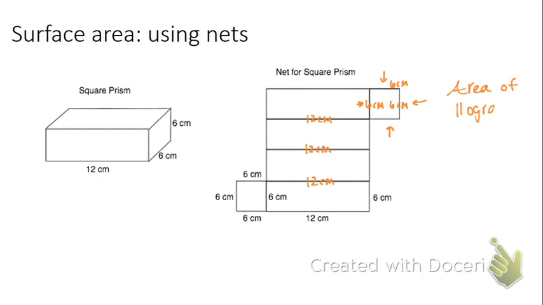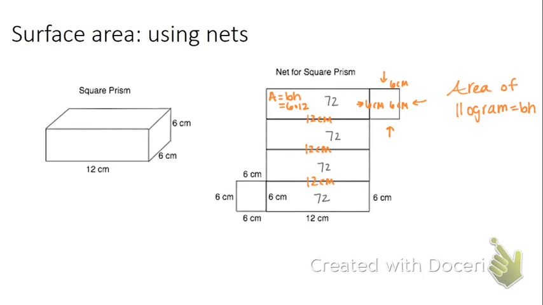How do you find it? Base times height. So we're just going to do base times height over and over again. So area equals base times height. Well, 6 times 12 is 72. So if that's 72, that means that this is 72, and this is 72, and this is 72. Okay.